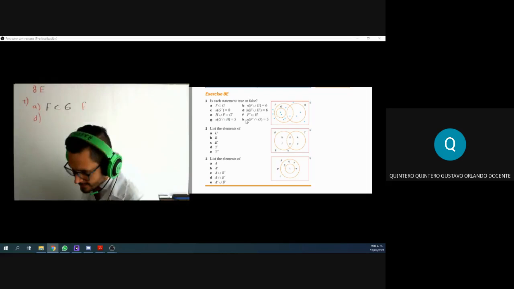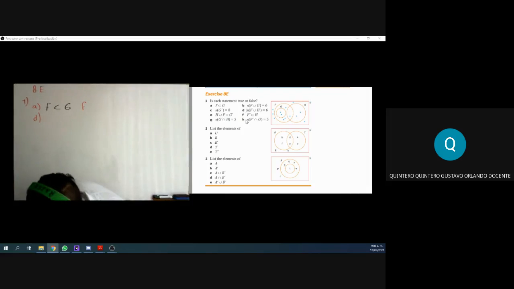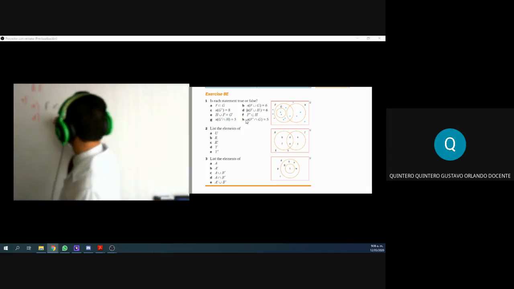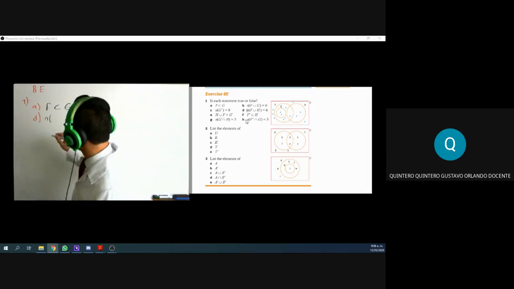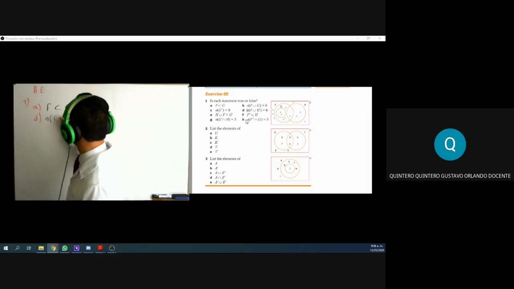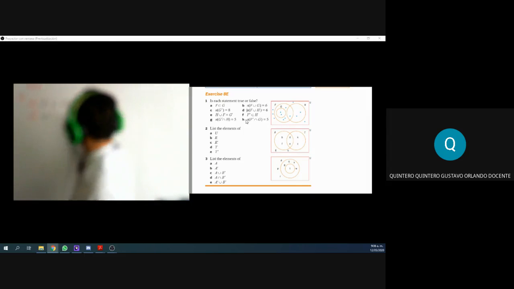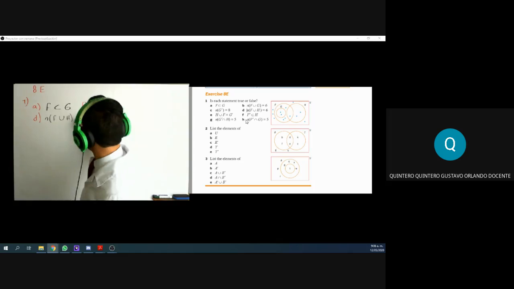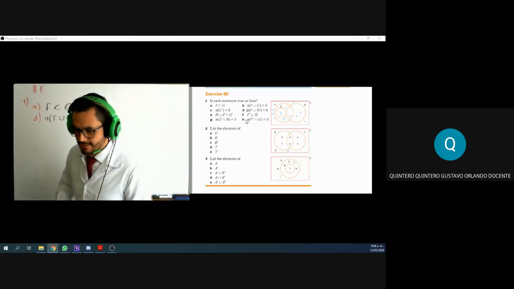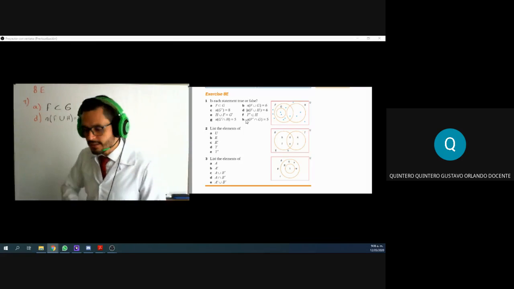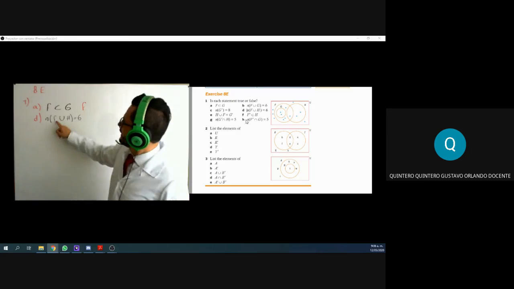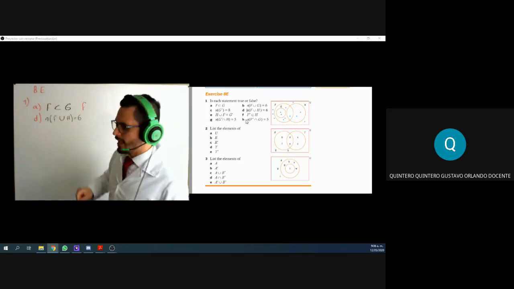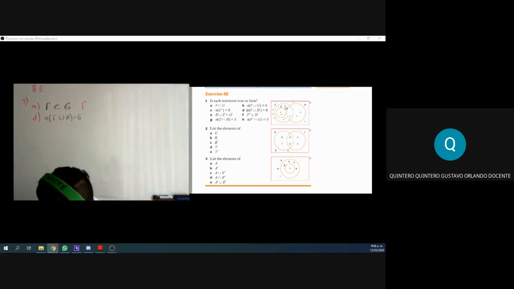Now, the question is the amount of elements. So here, the amount of elements in F union H. This, according to the book, is 6. Now, let's see if that is right or not. Let's locate in our book the union between F and H. All right. The union between F and H will be this one. This is F and this is H.